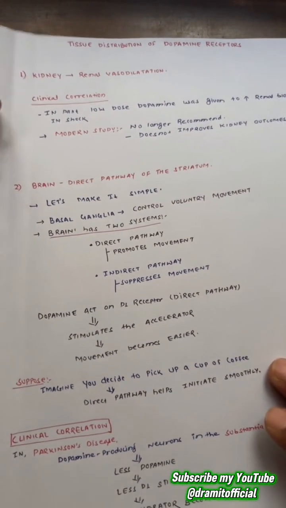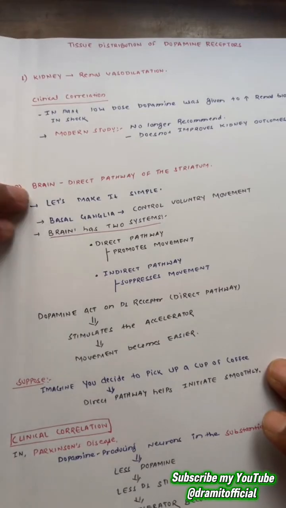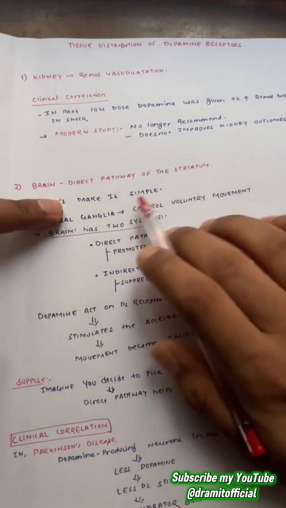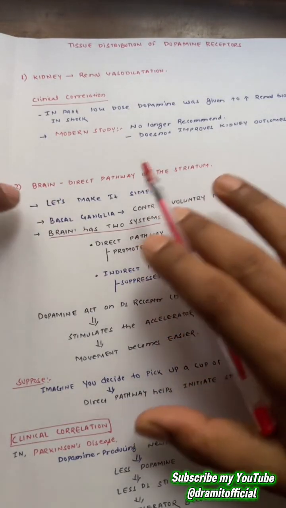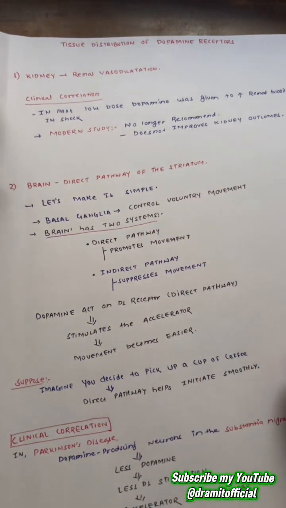Okay, now let's talk about the brain. We know that in the basal ganglia it works in the direct pathway of the striatum. So first understand what the direct pathway is. Okay, so let's make it simple.